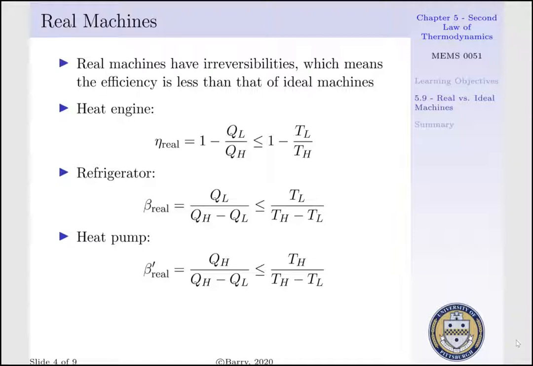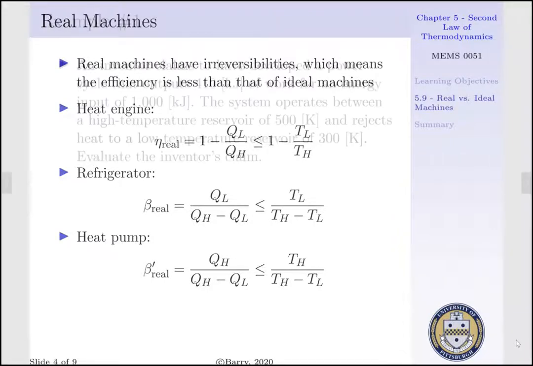Now, these are all equalities when the efficiency of a real machine is equal to that of a Carnot machine. That is, there are no irreversibilities associated with that device. Now let us look at these in application.